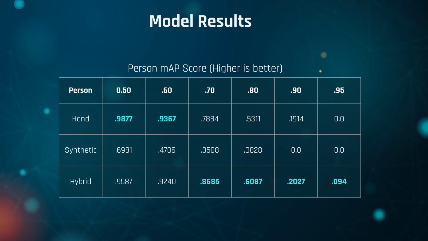Here are the results of each trained model detecting persons. As seen by the bold numbers in blue, the hand-annotated model did the best at 50 and 60% thresholds, whereas the hybrid model fared better at higher thresholds. The synthetic model alone fared the worst of the three.